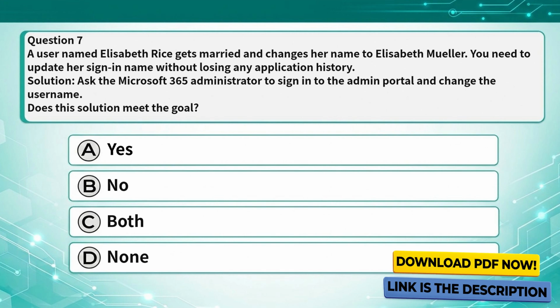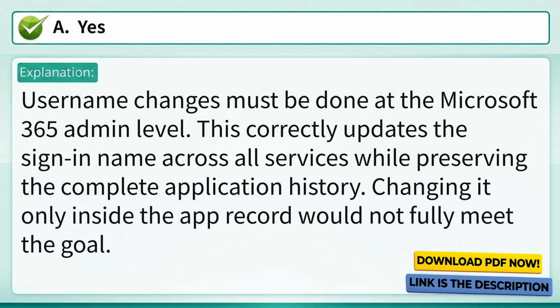Question 7. A user named Elizabeth Rice gets married and changes her name to Elizabeth Mueller. You need to update her sign-in name without losing any application history. Solution. Ask the Microsoft 365 administrator to sign into the admin portal and change the username. Does this solution meet the goal? A. Yes. B. No. C. Both. D. None.